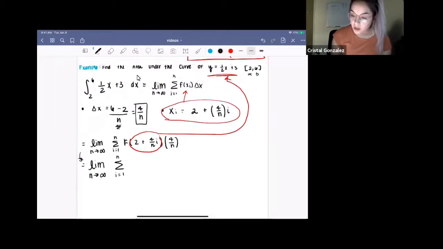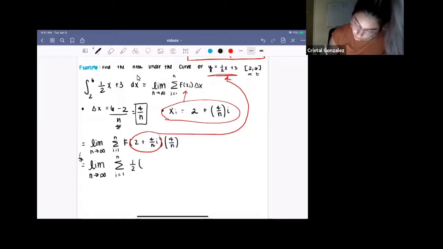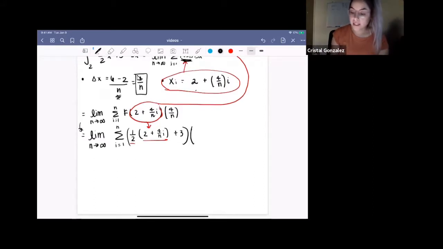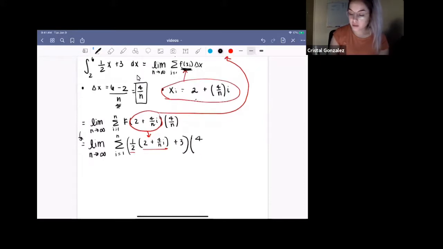And so my function was 1/2 times x plus 3. For my x value, I'll write 2 plus 4i over n, so I'm just putting that in. Here I have 1/2, and my x value is now getting replaced by my x_i, which we found here, and then it's going to be plus 3. And that's our f of x_i. That's our piece here, and now we still need to multiply that by delta x. Remember that delta x is equal to 4 over n. So very nice there.